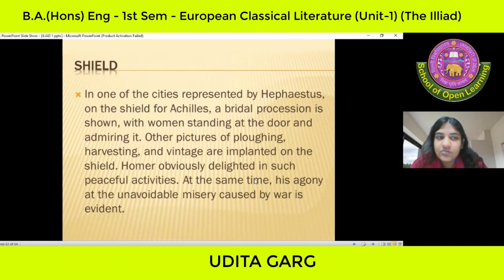But again, peace is of course desirable, but that agony, that war, that misery is also unavoidable, right? So war is something undesirable, but war is something that is completely unavoidable. So the misery that war brings, the kind of death, destruction, mass slaughter that the war brings, is of course again something that is highlighted by Homer.